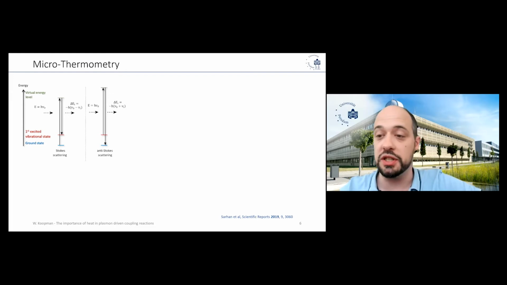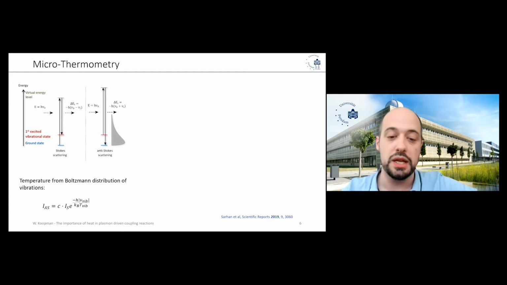But of course, there's also the anti-Stokes spectrum. The anti-Stokes process starts at the first excited vibrational state and then goes back to the ground state. It measures a photon with more energy than the original laser photon. Of course, this process is extremely temperature dependent. It depends on the population of the first vibrational state, which follows the Boltzmann distribution, where the temperature dependence comes in. So we can calculate via this formula, from the ratio of the anti-Stokes to the Stokes intensity, the temperature of a molecular vibration.